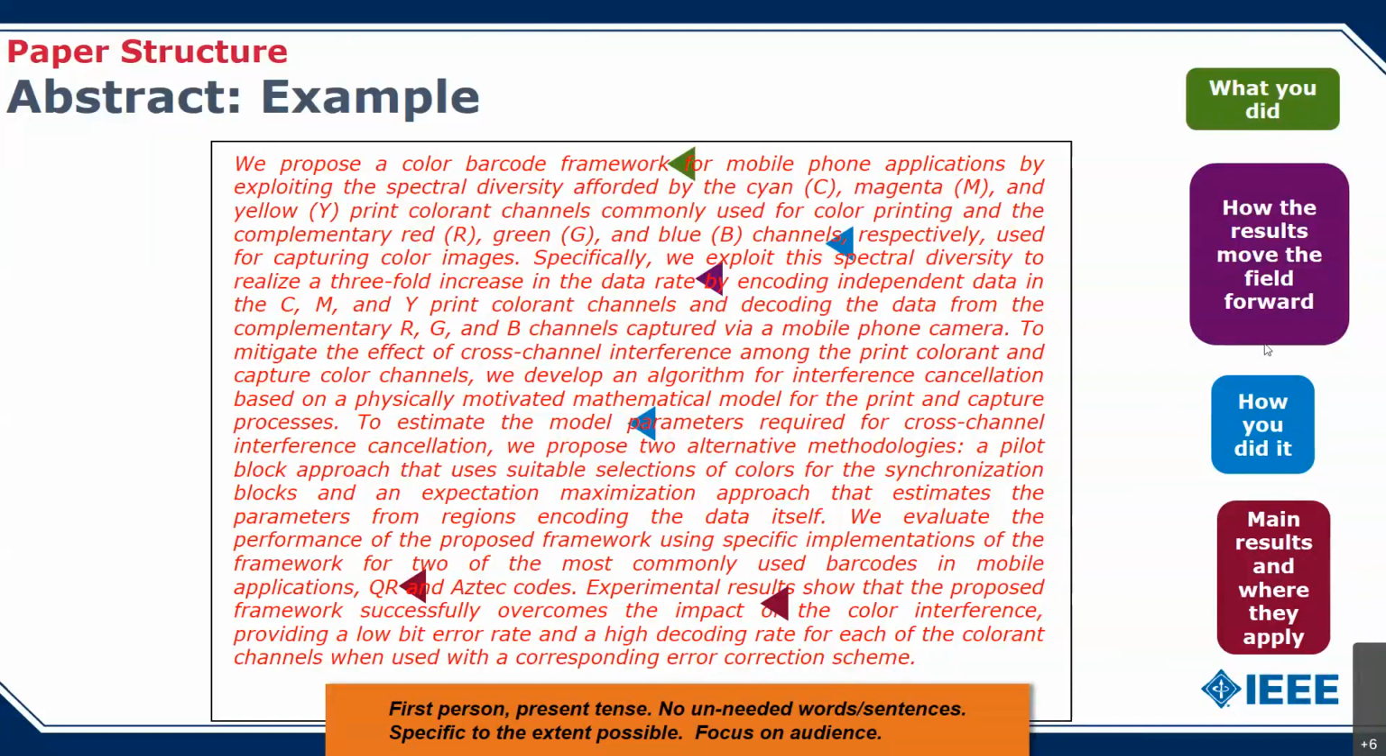Okay. So that's a few things about this abstract, how it covers all the different bases. It's in the first person present tense. That is the current accepted way of writing in most engineering journals. Okay. You should avoid unneeded words or sentences and be specific to the extent possible, focusing on the audience. Okay. So one point to make over here is, above all the rules I will tell you, you should exercise the rule of common sense.